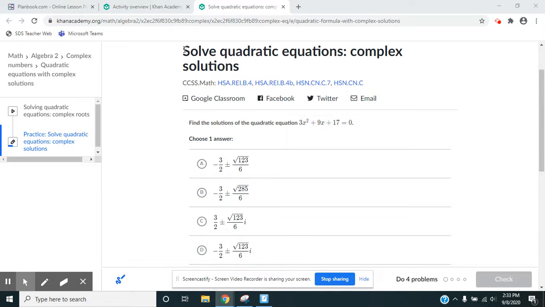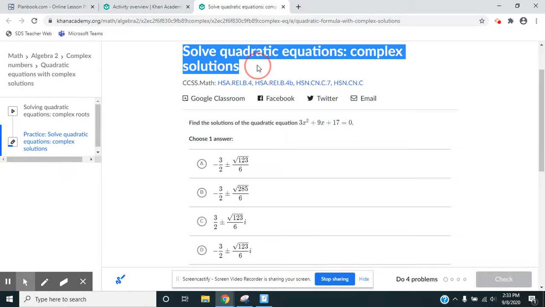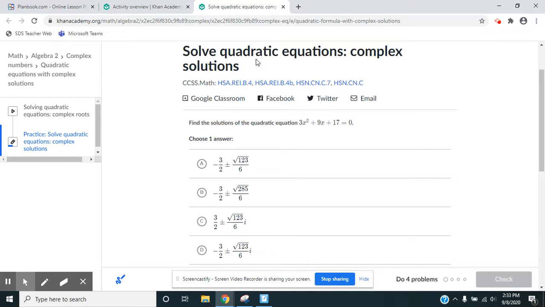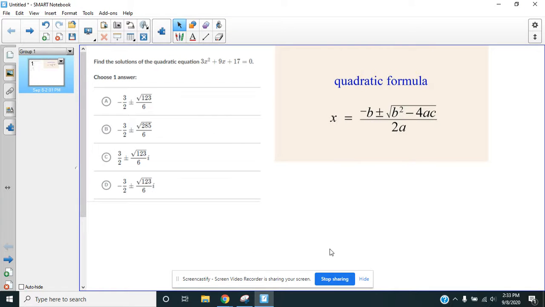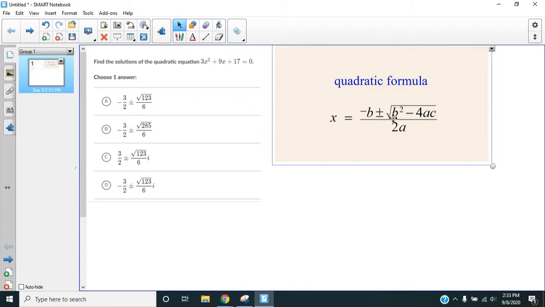This assignment is going to be solving quadratic equations with complex solutions. We're going to use our old friend, the quadratic formula, which you can find right here. This is something you have done before in Algebra 1. So we're thinking way back. Our quadratic formula is this. You can also find this on the classroom wall in here. If you're one of the students in here, it's in the bright green square.